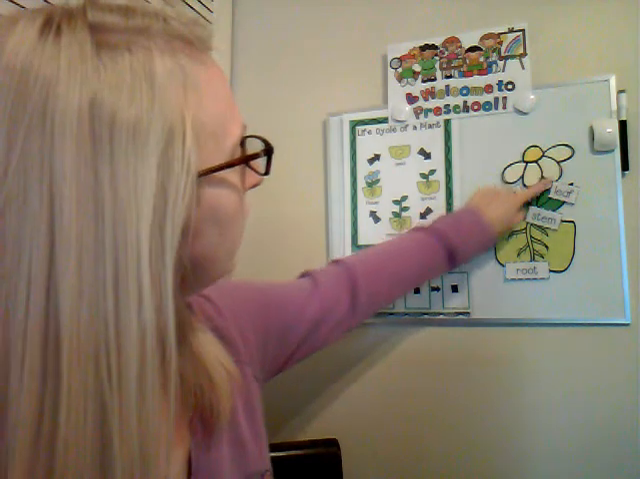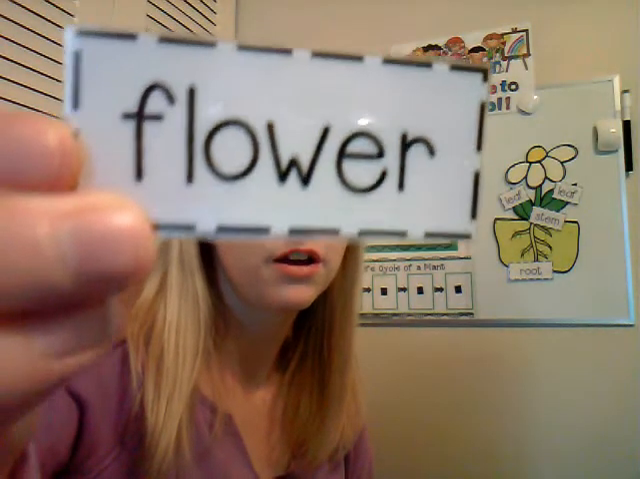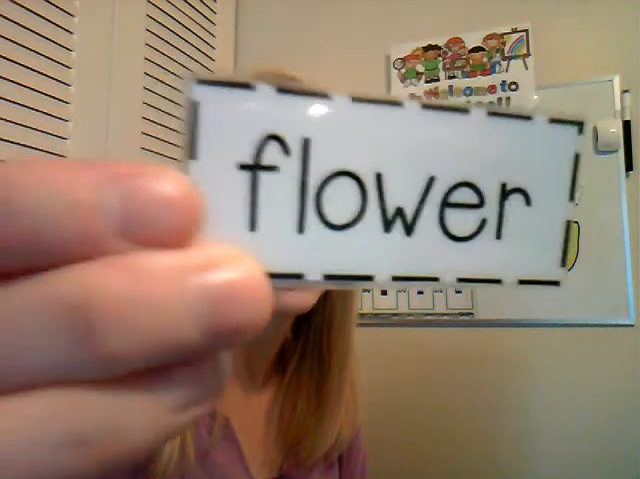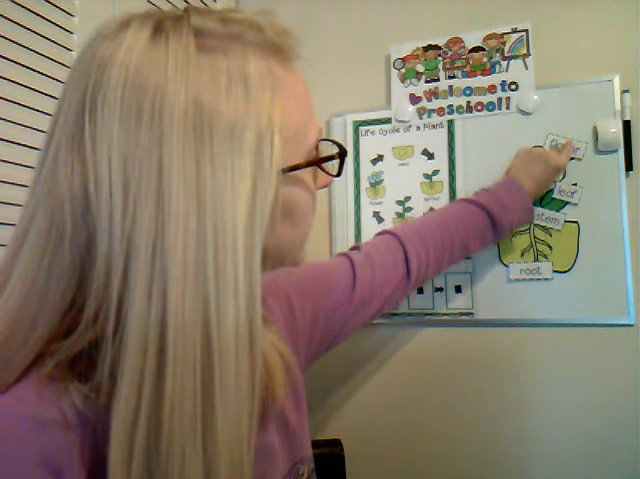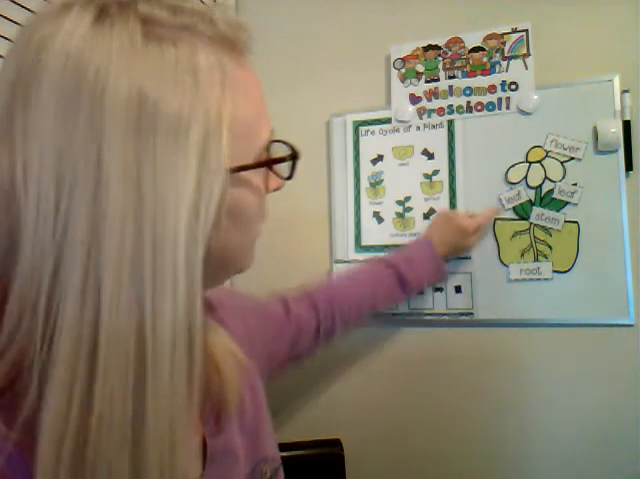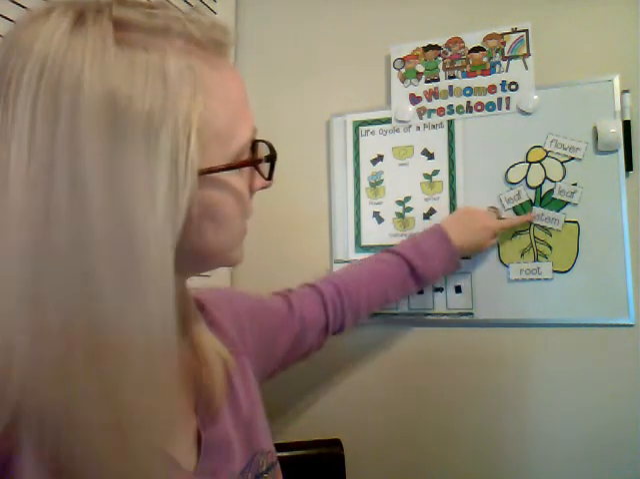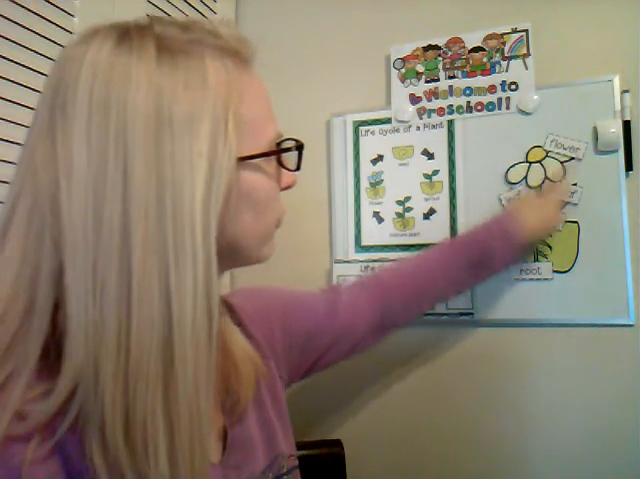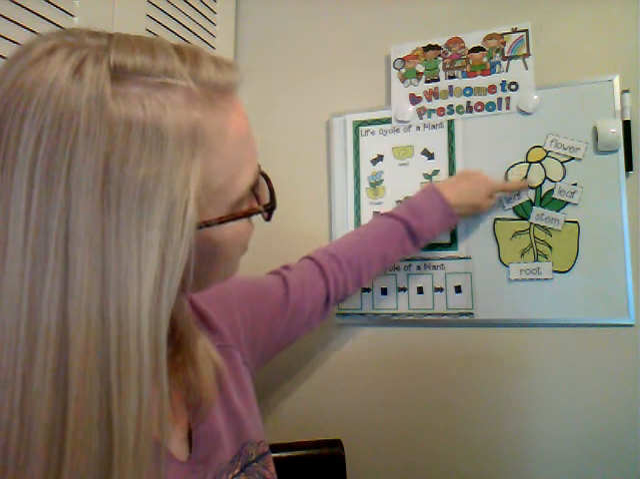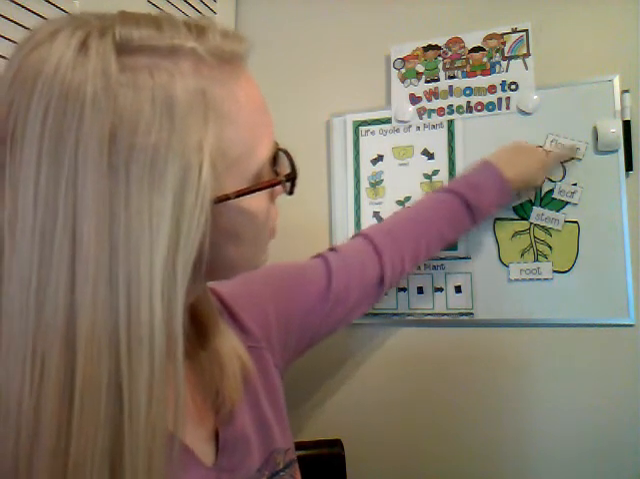And the last part, up here at the top, this is where the flower is. Flower starts with an F. Put that right up here at the top. So we have flower, leaf, stem, and root. Now, we have our flower, but do you remember what these are called that grow out of the center of the flower? Those are the petals of the flower.